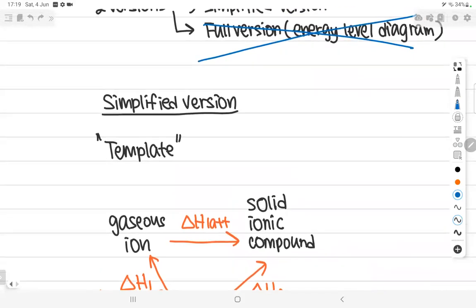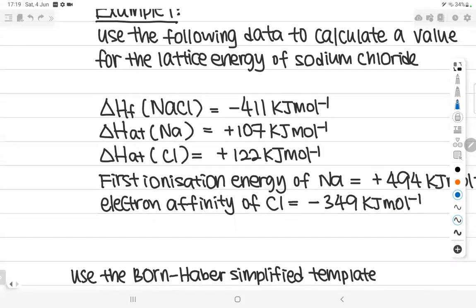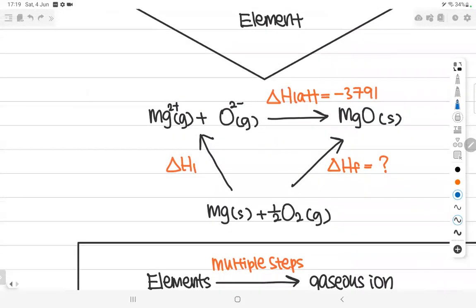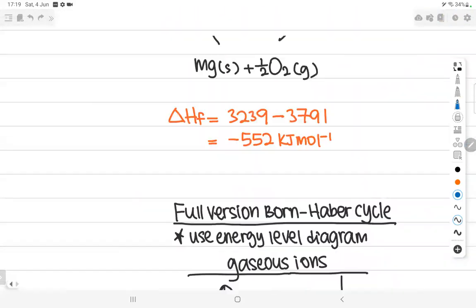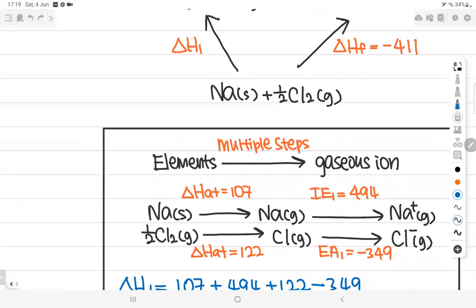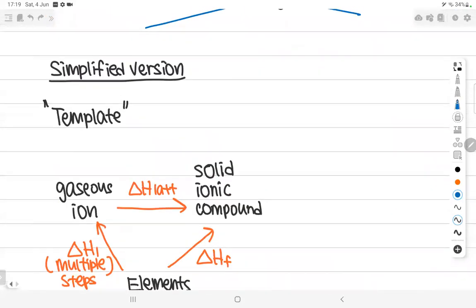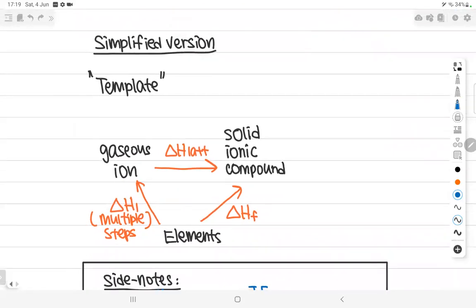When you want to do the Born-Haber cycle, you must always follow this template. I will use two examples as demonstration in a short while. Then if time allows, probably I'll do some past year questions with you so that you can imagine how it works. So this is the template.